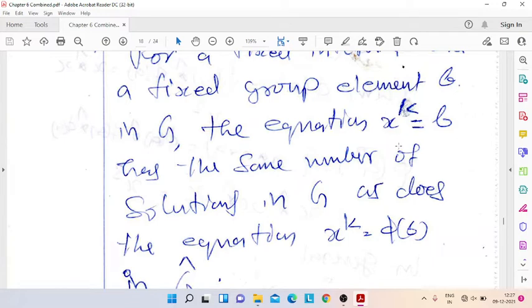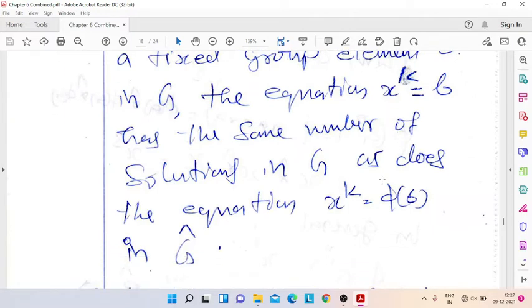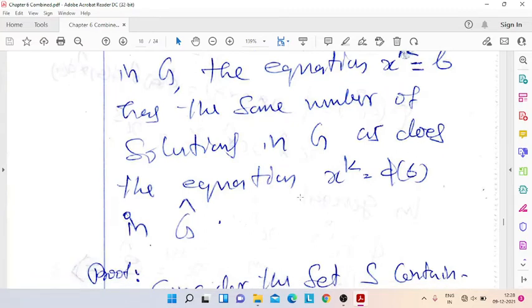but this equation belongs to the second group, the isomorphic image of the first group. That equation is x raised to k equal to phi b. Here still x is the unknown. We want to find an element which fits this position. Phi b is the image of the element b in the second group.